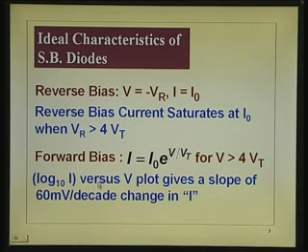Now, if you plot log I versus V, log to the base 10 of current versus voltage, it will be a linear plot, because an exponential on a log scale becomes linear. Okay. And the slope of that will be 60 millivolts per decade. We will see immediately what happens further.